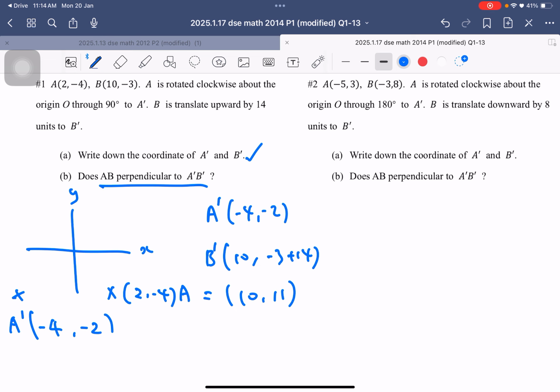Thus, AB perpendicular to A prime, B prime. Did I say proof? When the question says proof, then it must be perpendicular. Now this is a question they're asking you. So if you can show their slopes multiplied together equal to negative 1, that means perpendicular. If the product of their slopes is not negative 1, that means they're not perpendicular. But they have to be.